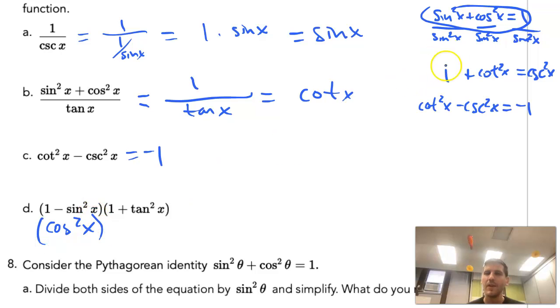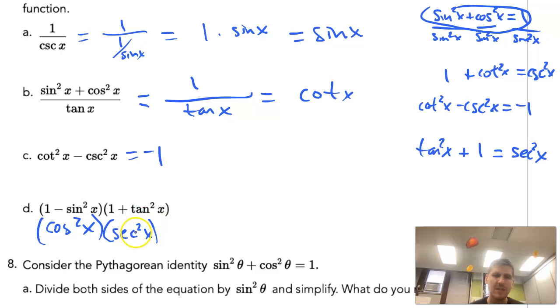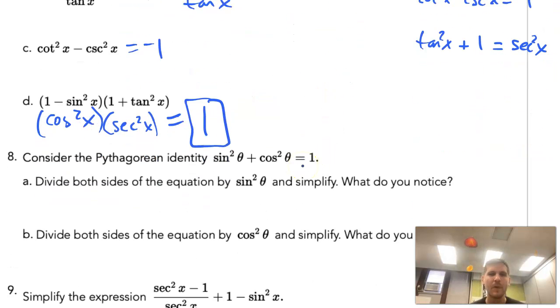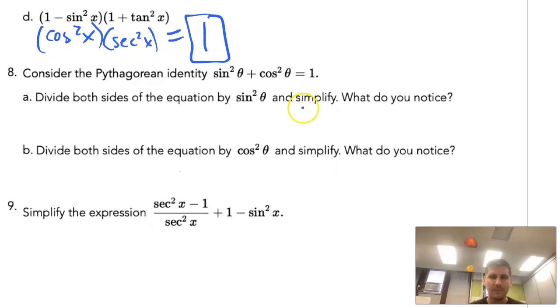And if I remember correctly, one of my other trig identities was this one, tan squared x plus 1 equals secant squared x. So that means this could just be secant squared x, and watch how nice this is. This is the reciprocal of cosine, so this just equals 1. How about that? Wow.